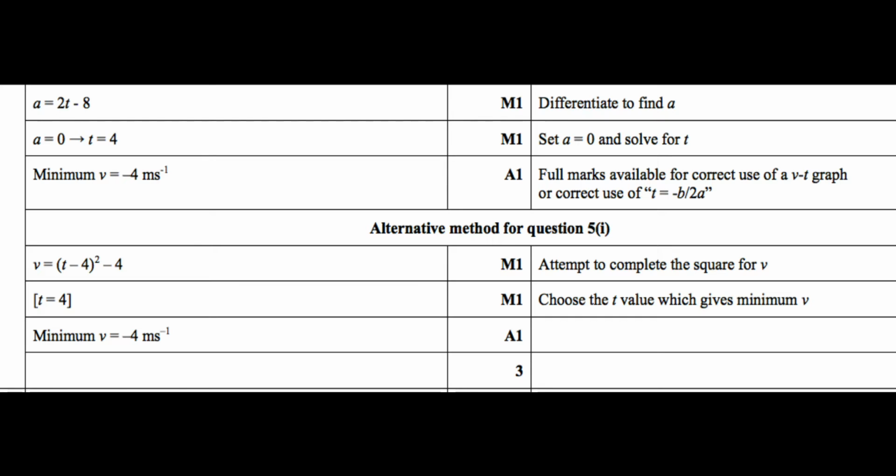In a different solution, we write v as (t minus 4) squared minus 4, so we get t equals 4, and again we substitute t equals 4 into the velocity equation, and v becomes minus 4 also, minus 4 meters per second.